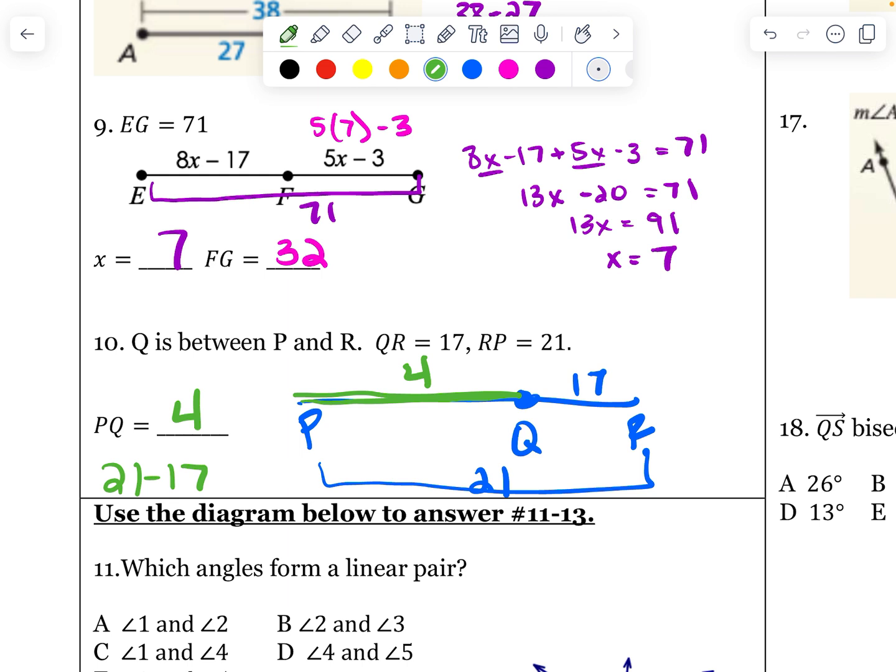You have to draw some sort of picture. If your picture doesn't look what it should be, like, look, my 17 is way smaller than my 4, who cares? Doesn't matter.